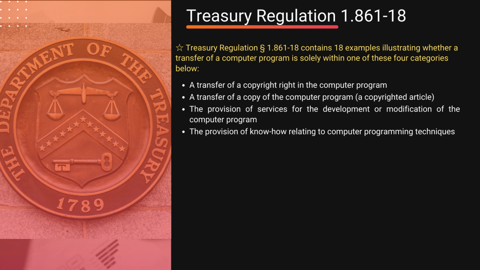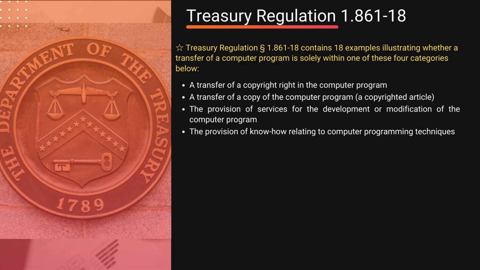So if you deal in computer programs, there may be a situation where you could have a transfer of a copyright right in the computer program itself. In this video, we'll talk about what a copyright right is and explain it a little bit. There can also be a transfer of a copy of the computer program itself, which we call a copyrighted article. Again, we will explain what a copyrighted article is in this video.